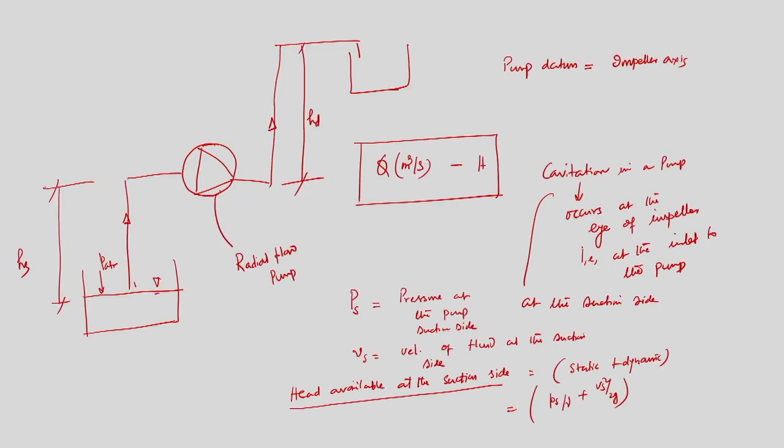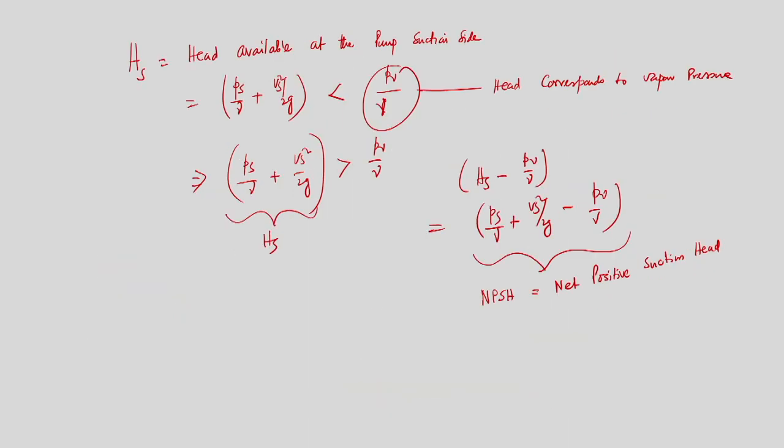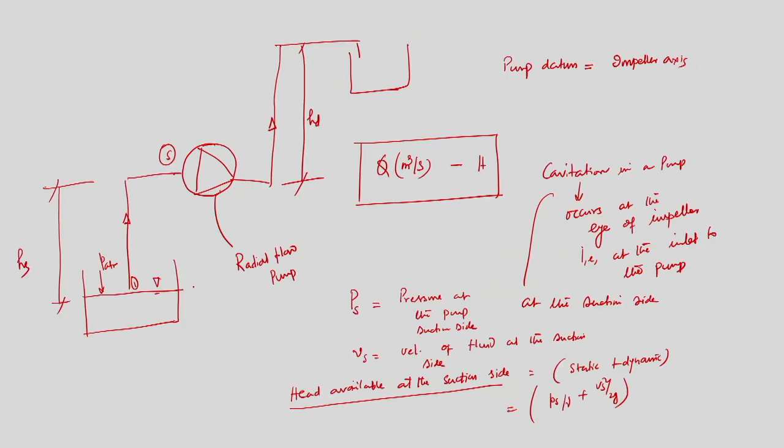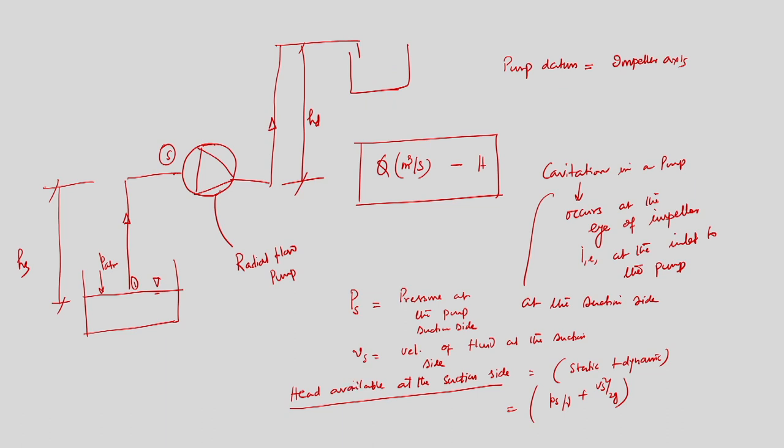If I go back to my previous slide and apply the boundary equation between point 1 and this, let us say this is point S at the suction side, and this is 1, then taking the sump level as the datum level, I can write P atm by gamma plus, and also the sump cross section area is much greater than the pipe cross section area. So velocity can be ignored as compared to the velocity in the pipe.